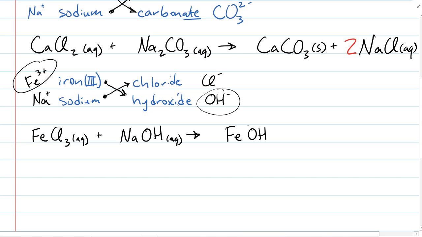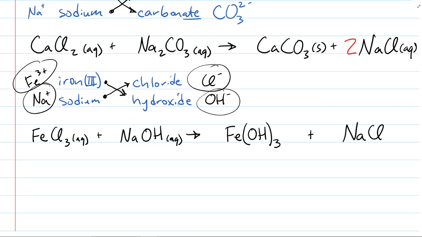Right, what do we need around this OH? Parentheses, because it's a polyatomic ion. Outside the parentheses, 3. And then our other product is going to be NaCl. That's because we have Na with a single positive charge combined with chloride, which is a single negative charge. Single positive, single negative charges will cancel out.